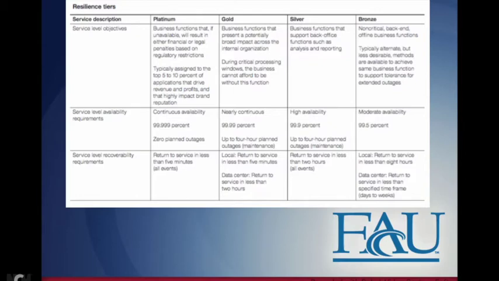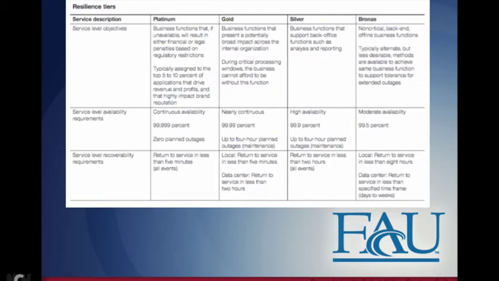The silver level business functions support back office functions such as analysis and reporting, and they should be highly available. They should be operational 99.9% of the time, and again up to 4 hours of planned outages, and return to service in less than a couple of hours in all events.